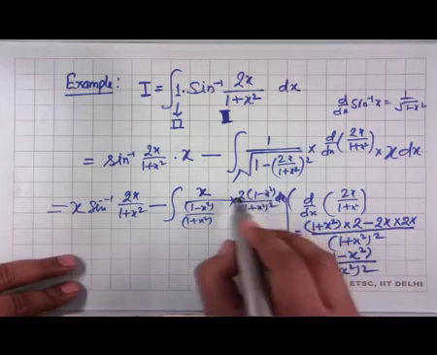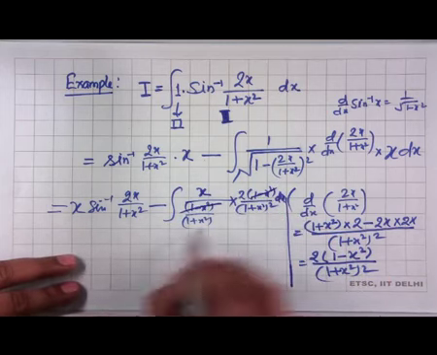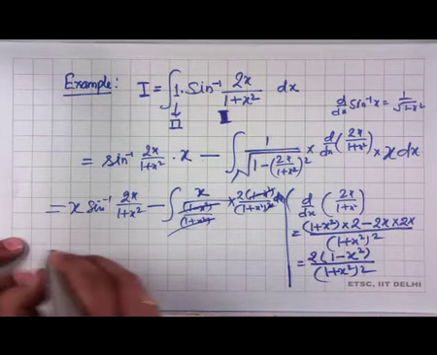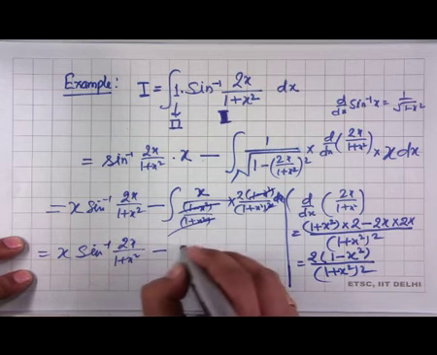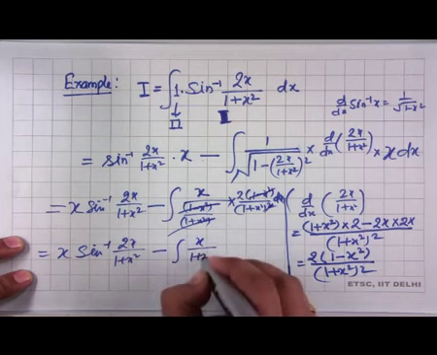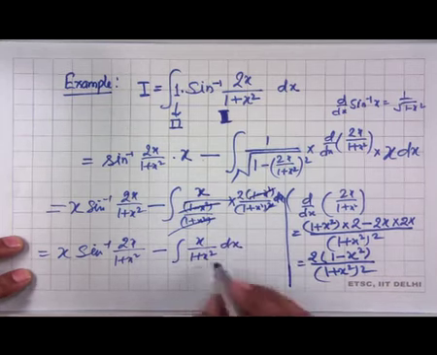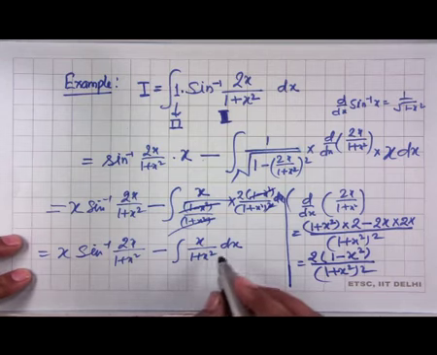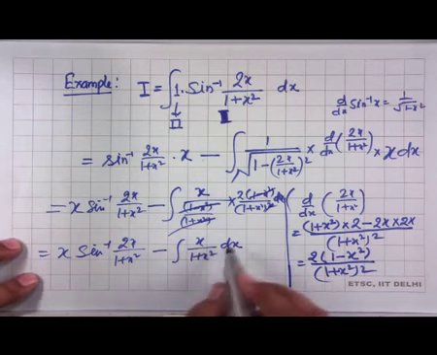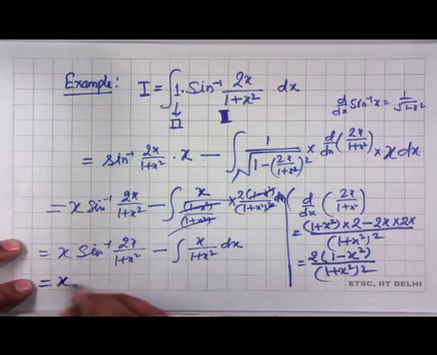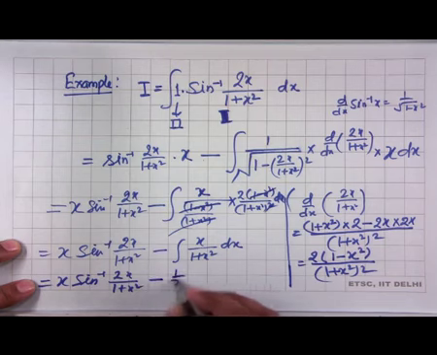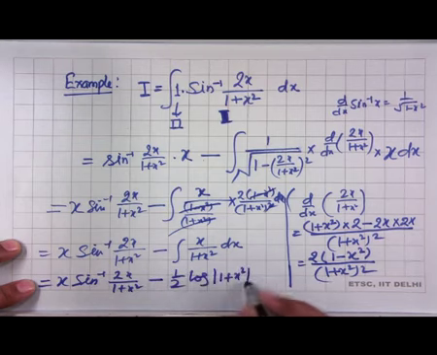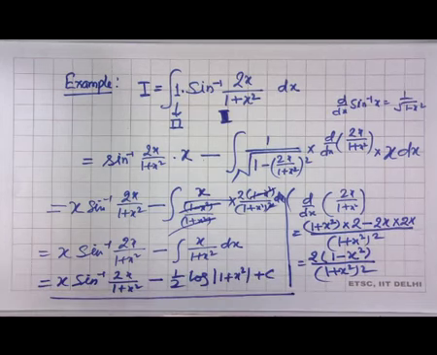Look at it carefully, some terms are getting cancelled. For example, 1 minus x square is cancelled with 1 minus x square, and 1 plus x square is cancelled with one of the 1 plus x square. So ultimately this becomes x sine inverse 2x over 1 plus x square minus the integral of x over 1 plus x square dx. Again, I can take this 1 plus x square as a new variable t, so that 2x dx is dt. So x dx will be dt by 2, which I can directly write as a logarithm. You can evaluate it. So the result is x sine inverse 2x upon 1 plus x square minus half log of mod of 1 plus x square plus a constant.